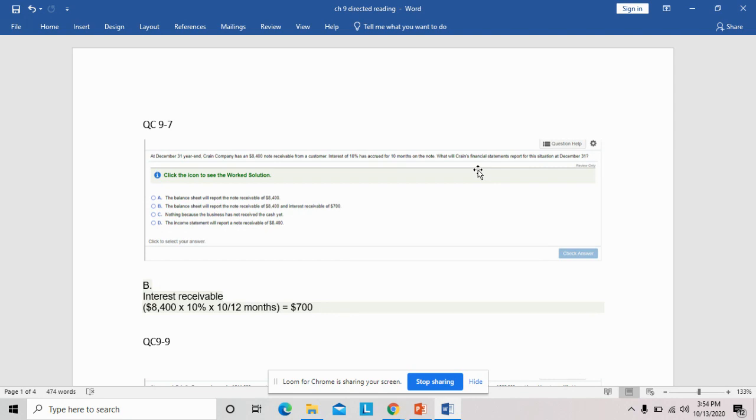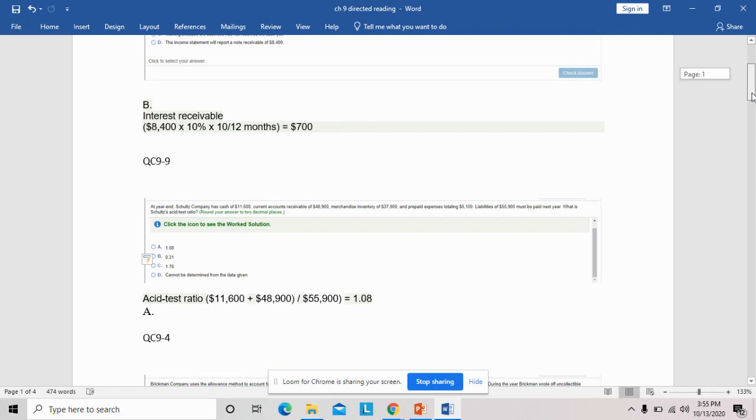So for this problem, what you need to do is calculate the interest receivable. I'll take the 8,400, the principal, multiply by the interest rate of 10%, and then multiply that by 10 over 12. 12 because you have 12 months in a year. Interest is usually calculated yearly. So if I multiply all of that, that should give me a product of $700. Therefore, my answer is B. The balance sheet will report the note receivable of 8,400 and an interest receivable of $700.